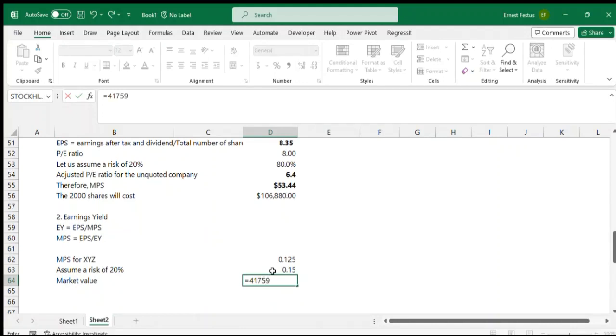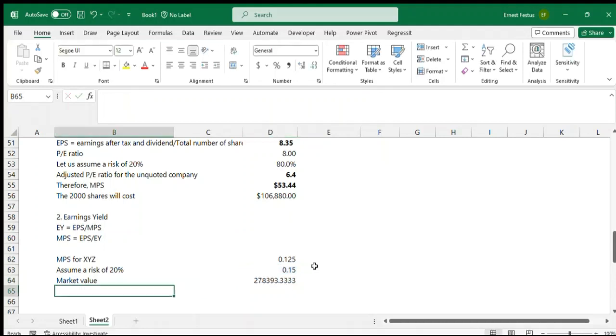So I'll come here and type 41,750 and divide it by my adjusted earnings yield. So I have that, and that is the market value for ABC Limited. So that is our market value for ABC Limited.